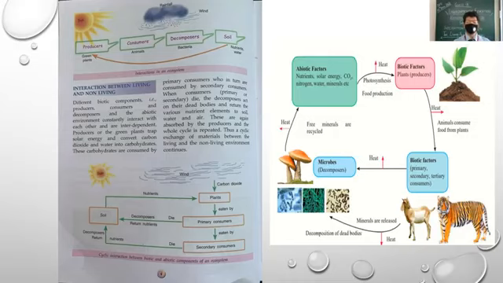So, this is all about this chapter, that is interaction between the living and the non-living.